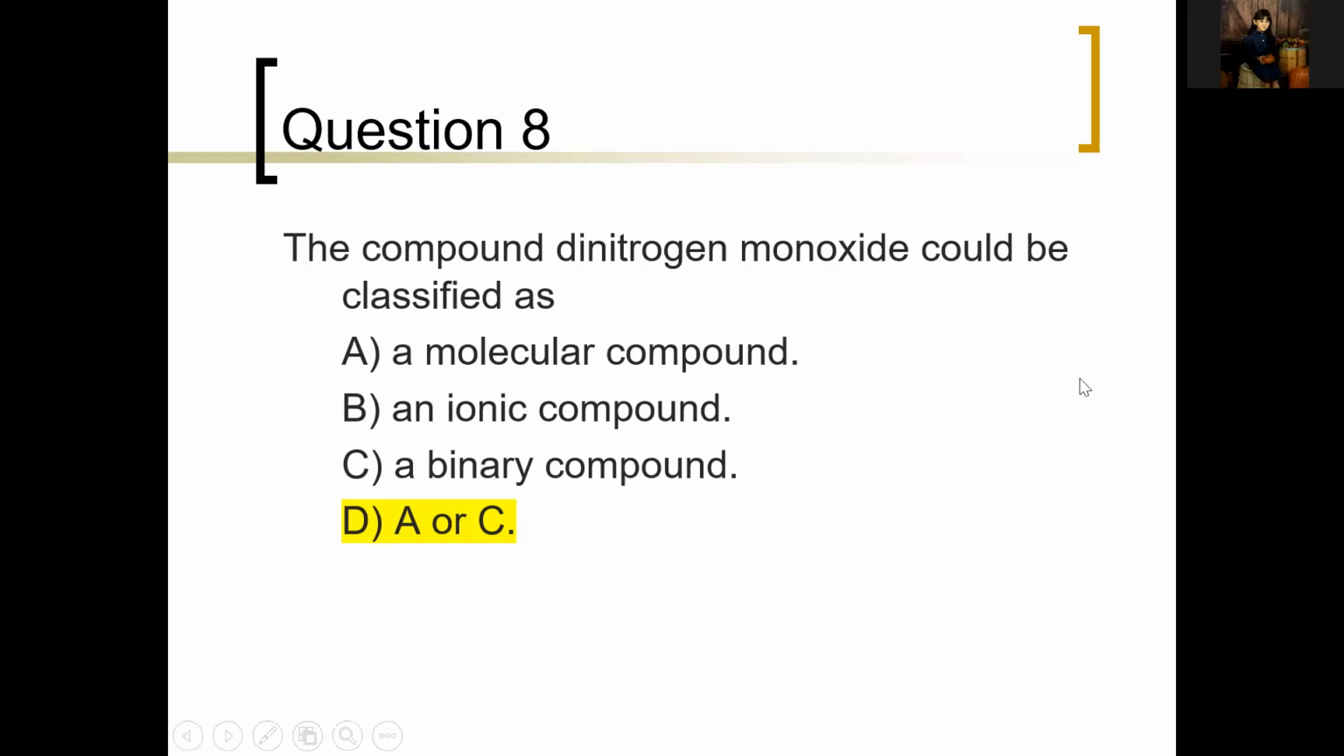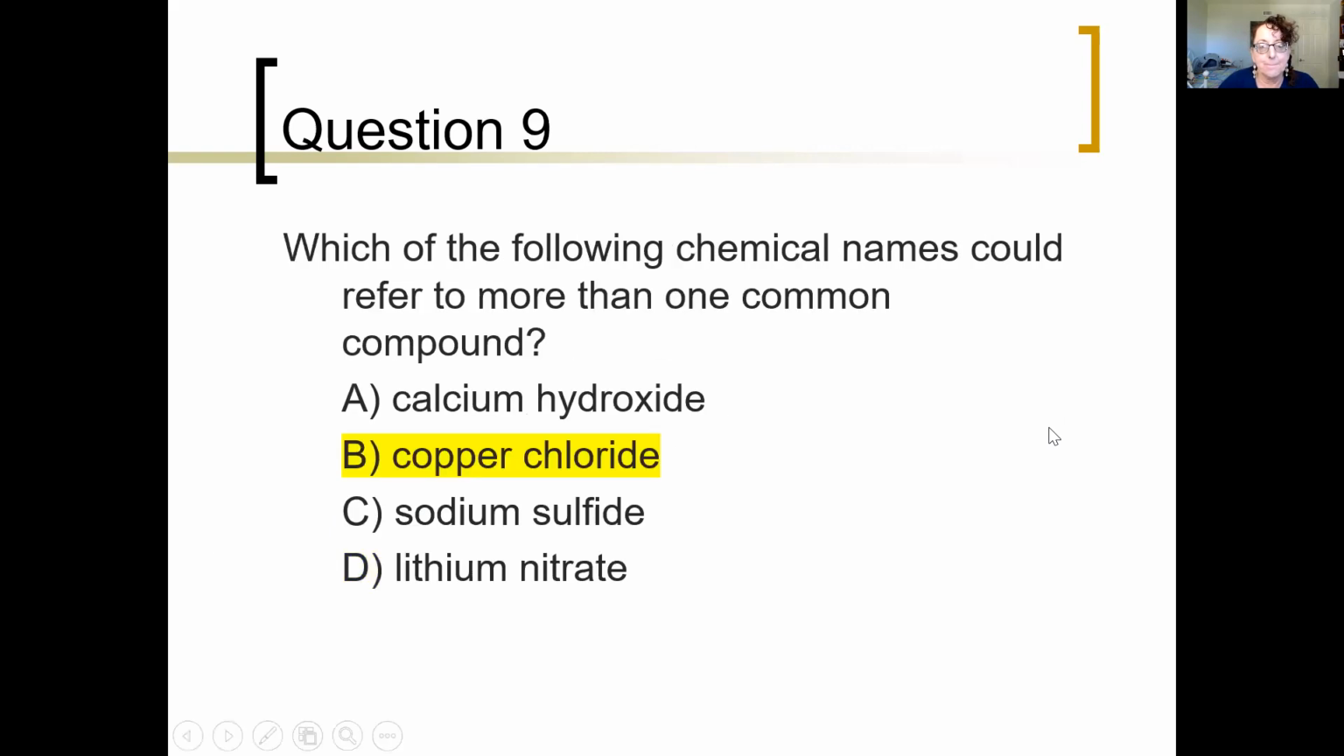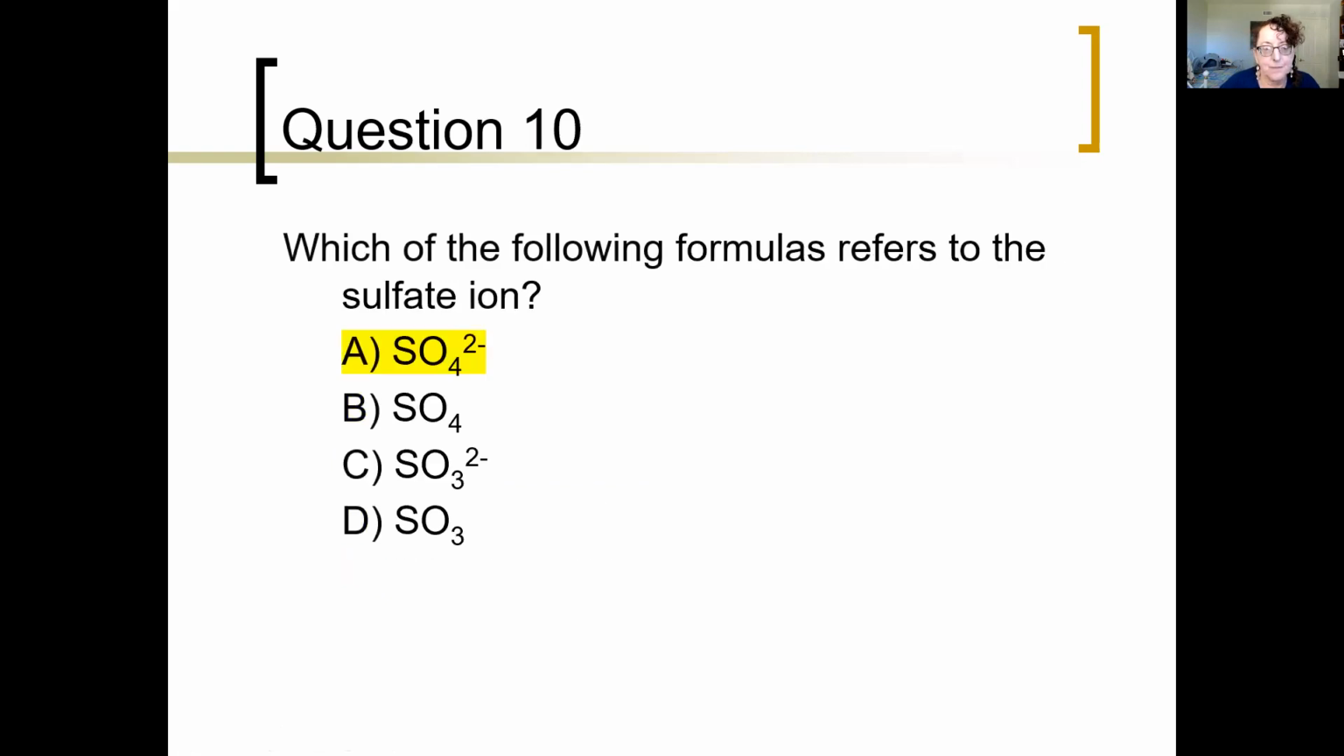Professor, could you explain what a binary compound is? Two types of atoms. So the nitrogen is one type, oxygen is the other type. So 2 types of atoms. This could be copper 1 or copper 2. You can't tell. This one you guys should just have memorized, like it's just stuck in your brain.